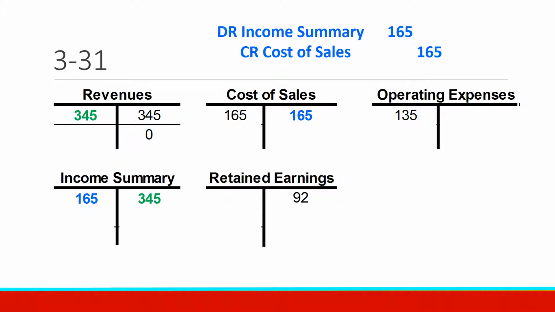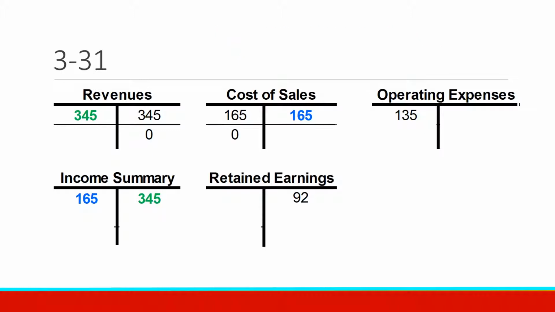We'll now move to cost of sales. Cost of sales presently has a debit balance of $165, so we're going to add to that account a credit of $165, and the offsetting entry will be a debit to Income Summary. One way of thinking about it is that we've transferred the debit of $165 sitting in cost of sales and shifted it into a debit in Income Summary. Now we have $165 as both a debit and a credit in cost of sales, so we've created a 0 balance and can close it out.